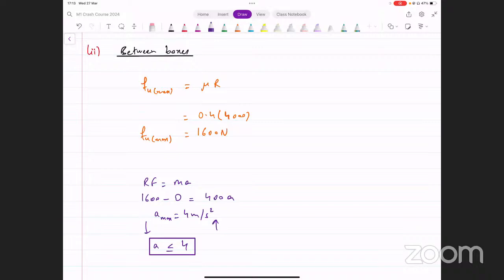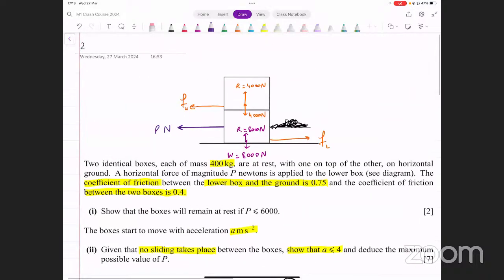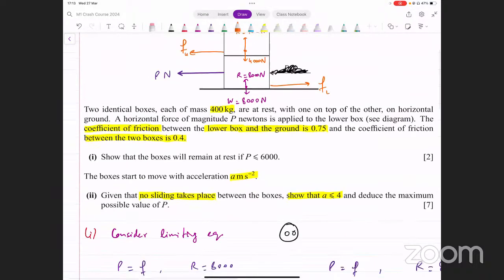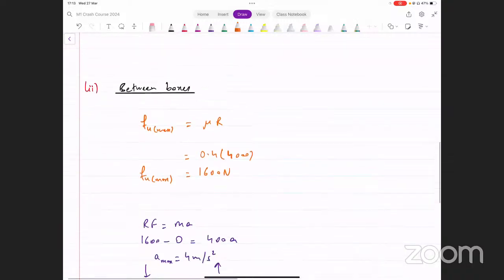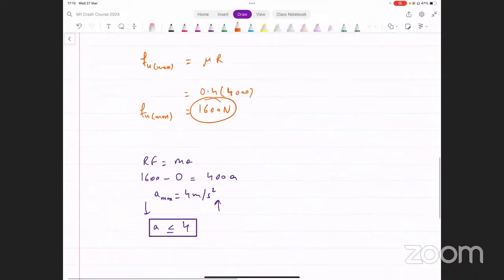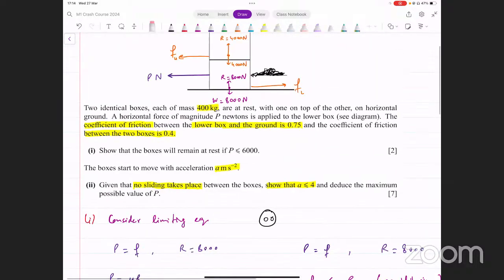Okay. So between boxes, we get that the maximum possible value of friction could be 1600 Newton. What is the maximum possible value of acceleration that friction can handle? That is 4 meters per second square. That is what we were looking for here. Okay. Now it says, hence deduce the maximum possible value of P.